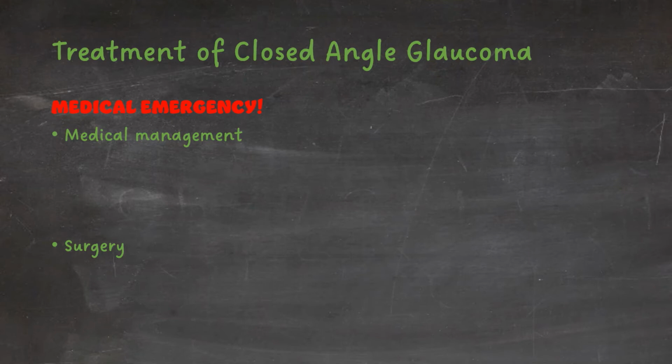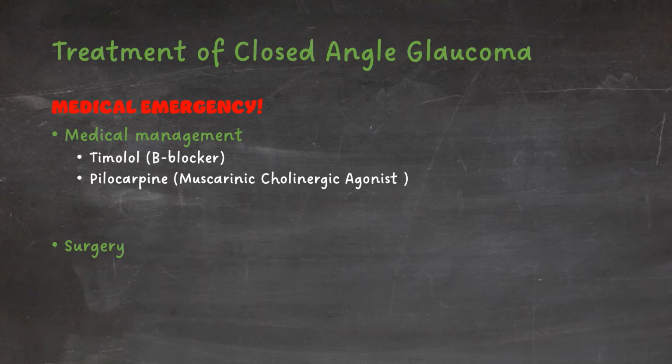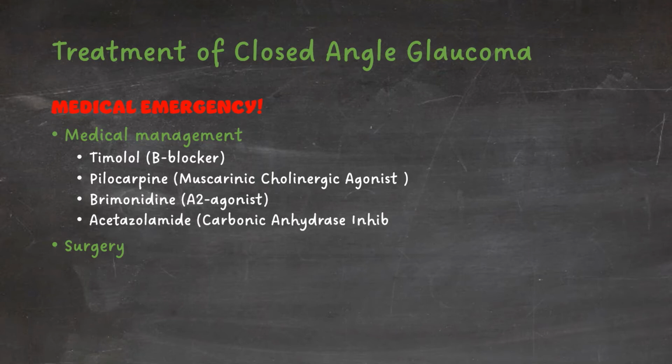Mainstays of medical management include timolol and pilocarpine, which reduce the formation of aqueous humor and induce miosis in order to open the AC angle, respectively. Brimonidine, an alpha-2 receptor agonist, and acetazolamide can also be used as second-line agents.